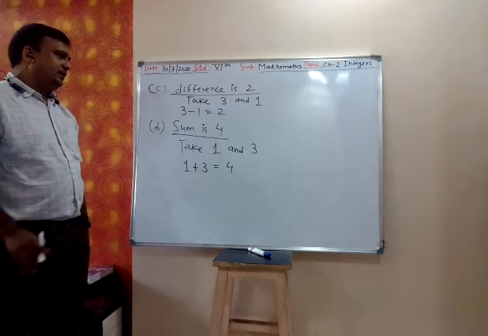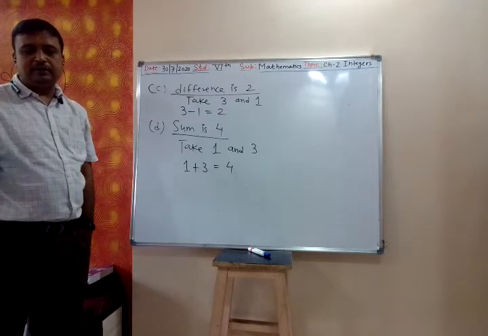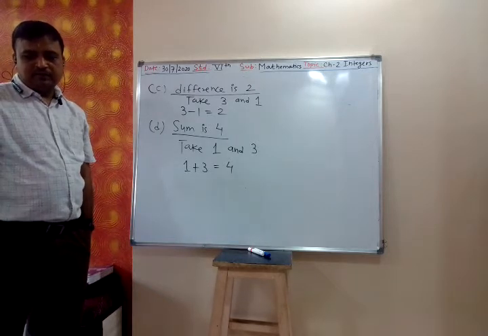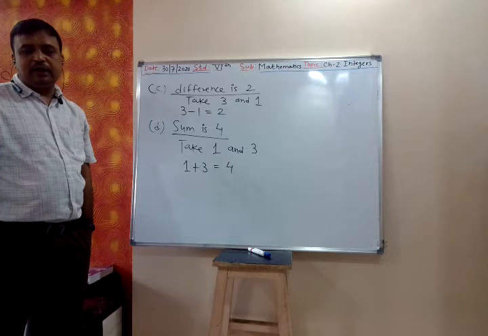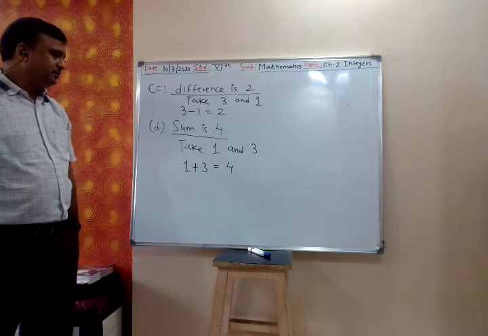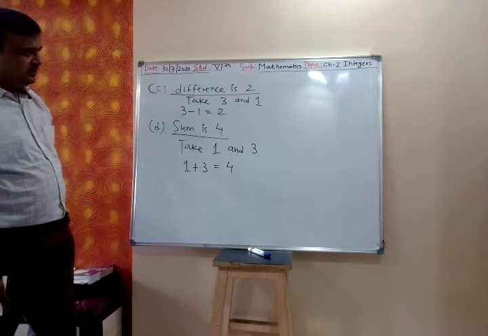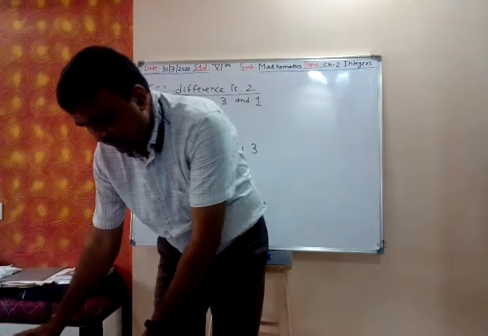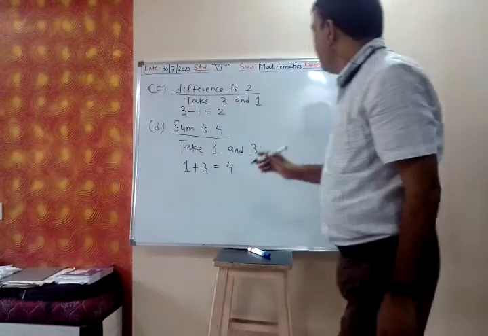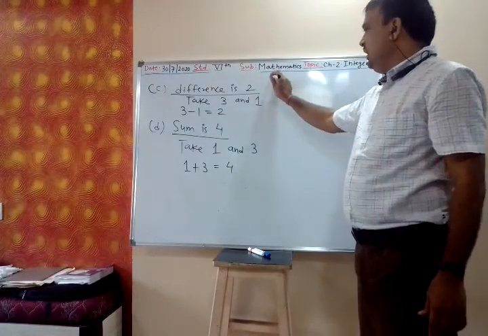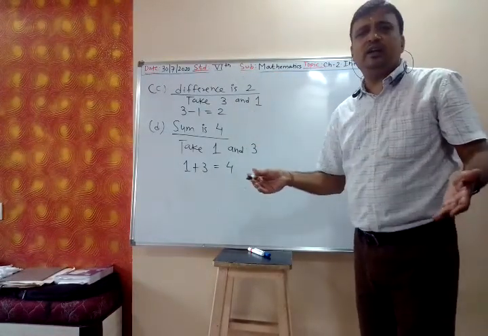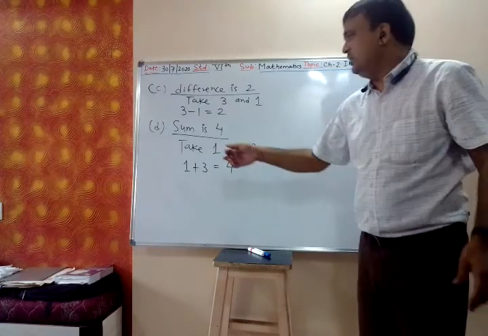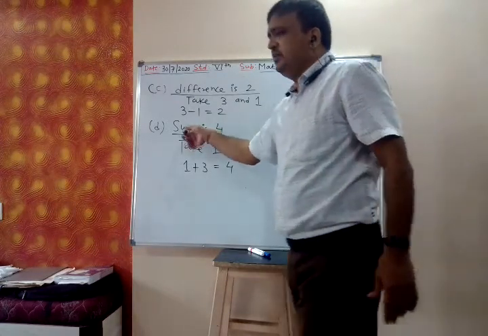You can take 5 and minus 1 also. What is 5 and minus 1? When you add, you will get plus 4. How will you write minus 10? Because it is sum.